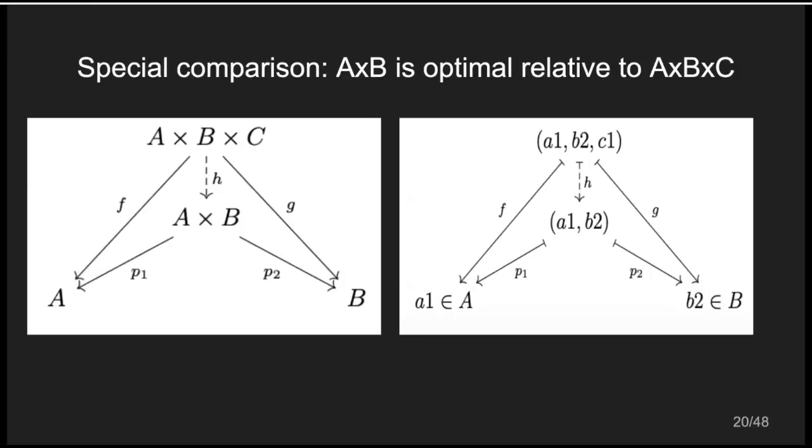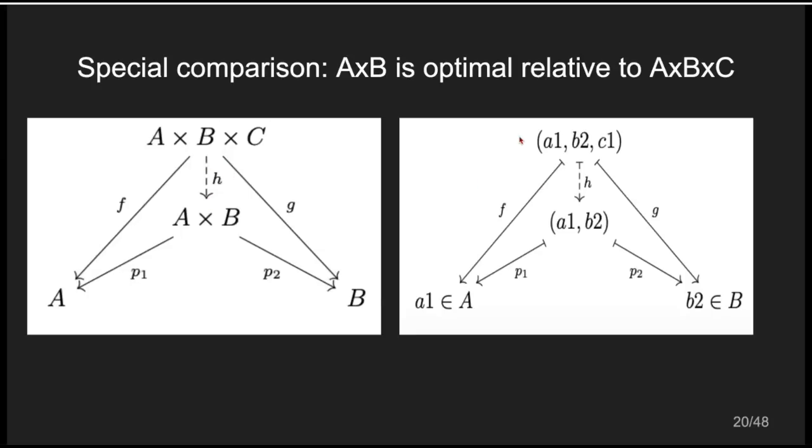So we intuitively understand A times B times C is inefficient compared to A times B because it clearly has something extra. But how do we actually show that it is? What we're going to do is compare A times B times C to A times B. This comparison is going to end up being our universal property, and it's going to show us that A times B times C is inefficient. The way we compare sets is with a function, because that's how you relate sets to each other. We're going to call that function H.